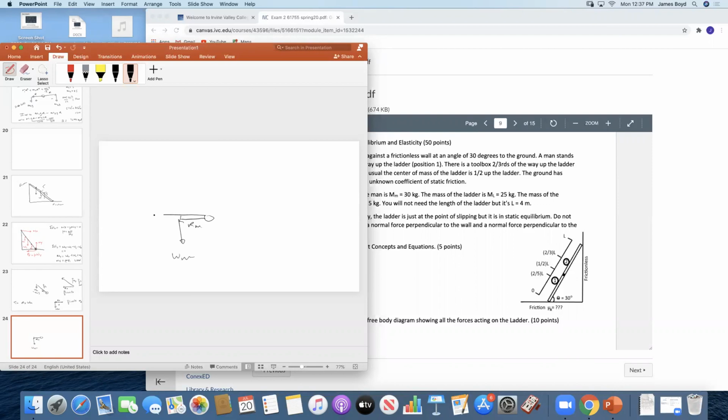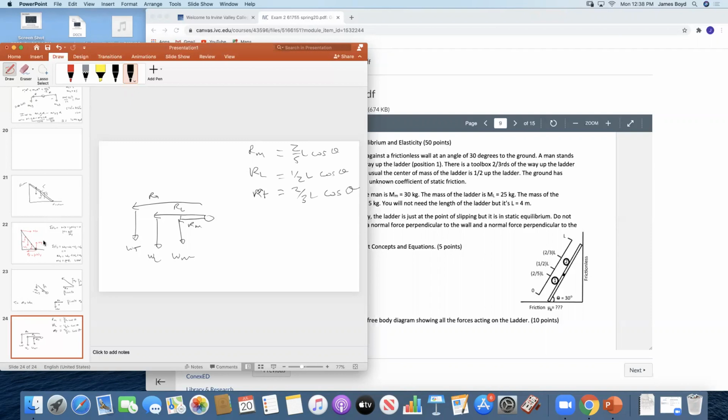I need to find R of the ladder times the weight of the ladder. I need to find R of the toolbox times the weight of the toolbox. And for each of these, R man, R ladder, and R toolbox, the man is at 2/5 L cos theta. This is at 1/2 L cos theta, and this is at 2/3 L cos theta.